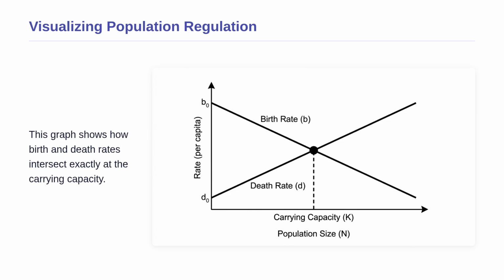The most important part of this diagram is where the two lines cross. At this exact intersection, the birth rate equals the death rate. If you follow the dashed line down to the horizontal axis, you will see this point is exactly the carrying capacity, K. This visually proves how nature forces populations into balance.